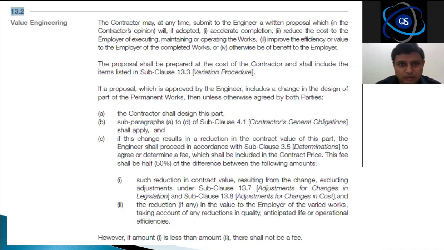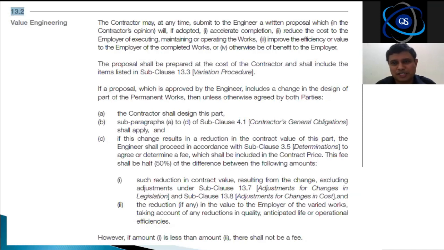මෙතන එතකොට අපි මෙතන කතා කරනවා contractor ට දෙන්න පුළුවන් කියනවා proposal එකක්. එයාගේ මතය පරිදි ඒක adapt කරොත්, ඒ කියන්නේ ඒක බාරගත්තොත් accelerate completion. ඒ කියන්නේ කර්තව්‍ය කලින් ඉවර කරගන්න පුළුවන් වෙනවා. එහෙම නැත්නම් reduce the cost to the employer of executing, maintaining and operating the works. මෙතන හොඳට බලන්න. Reduce the cost to the employer of executing, maintaining or operate works.